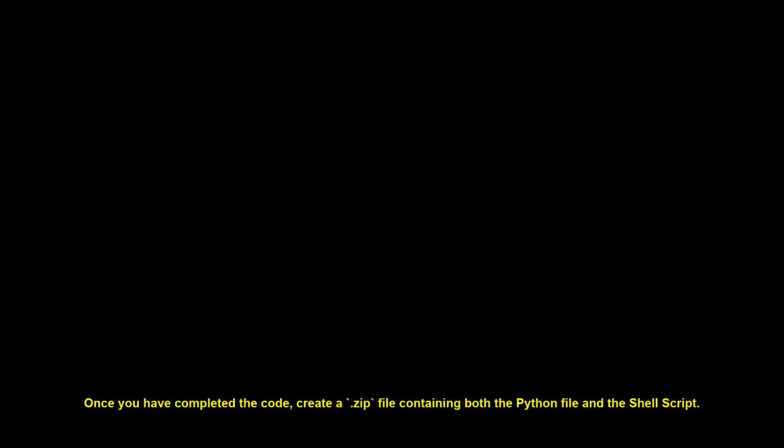Once you have completed the code, create a .zip file containing both the Python file and the shell script. Return to the AWS Lambda console and upload your .zip file in the function code section. Set the handler name to match your Python file name and function name. You may also need to adjust the execution role of the Lambda function to give it the necessary permissions.